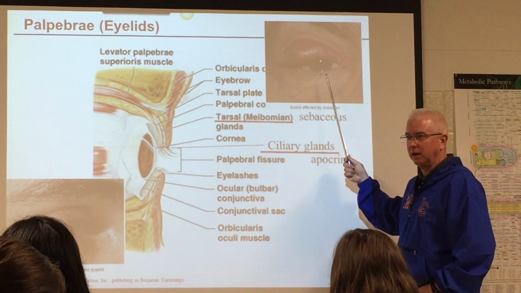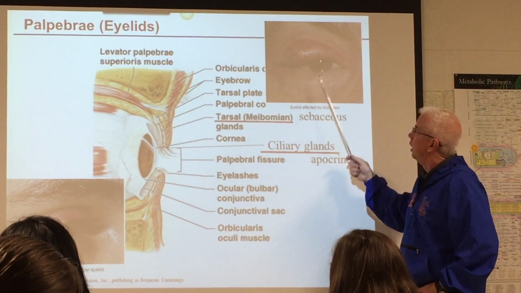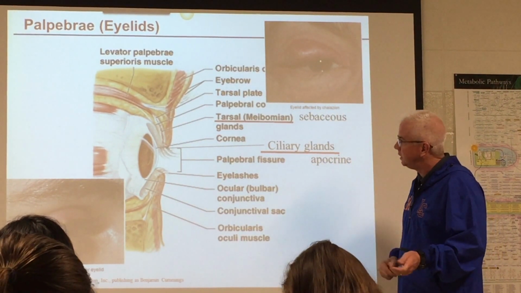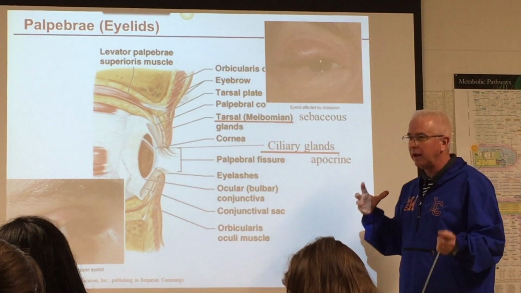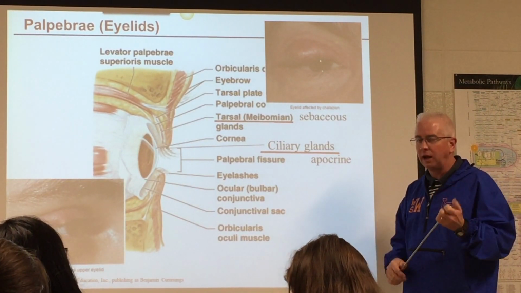And this is what that looks like. So, oftentimes when you see a massively swollen eye, it looks like it's swollen from the inside.